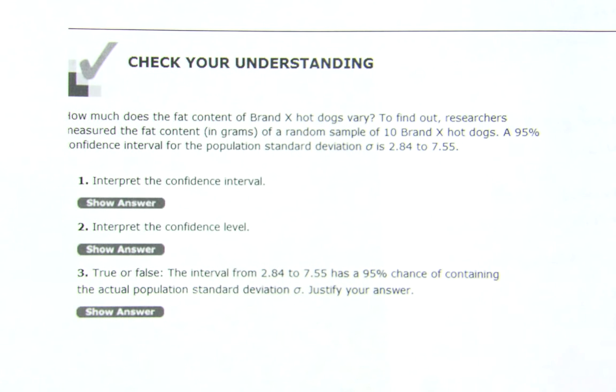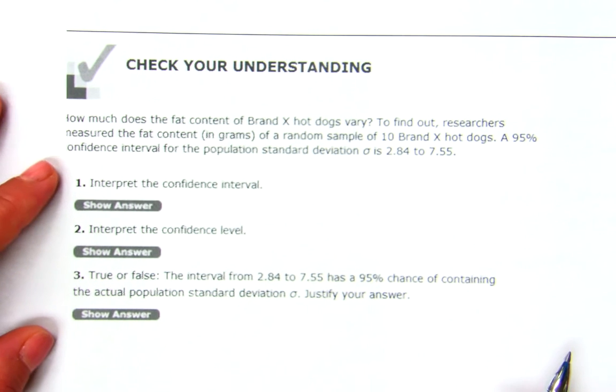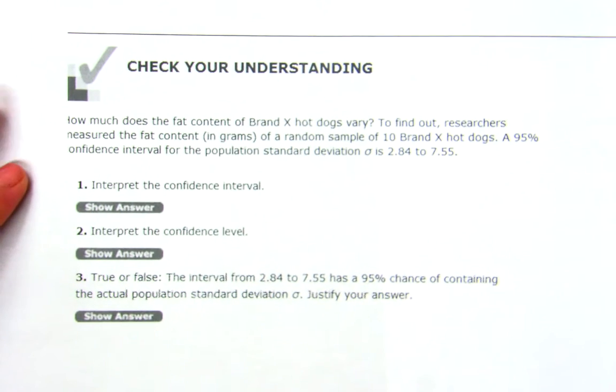In this case, how much does the fat content of brand X hot dogs vary? To find out, researchers measured the fat content in grams of a random sample of 10 brand X hot dogs. The 95% confidence interval for the population standard deviation sigma is 2.8 to 7.55. The first one says interpret the confidence interval, which is what we're going to do first.